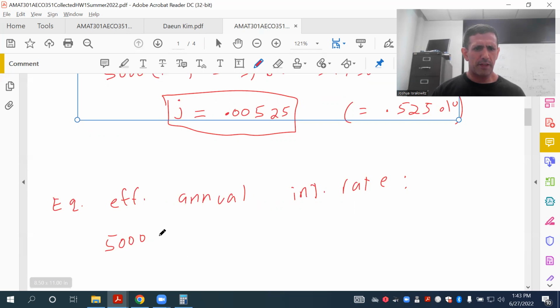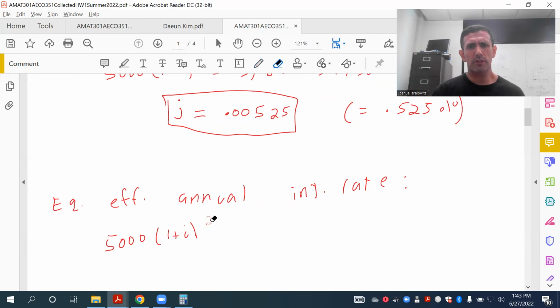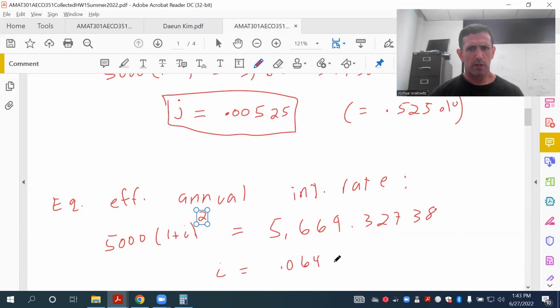All right, so 5,000 again sits in an account earning this yearly interest rate, I'll call it I, for 2 years. So it earns 2 years of interest at this interest rate that we're trying to figure out. And we get exactly how much we have, which is 5,669.32738. So we solve for I: 0.06483, 6.483%.